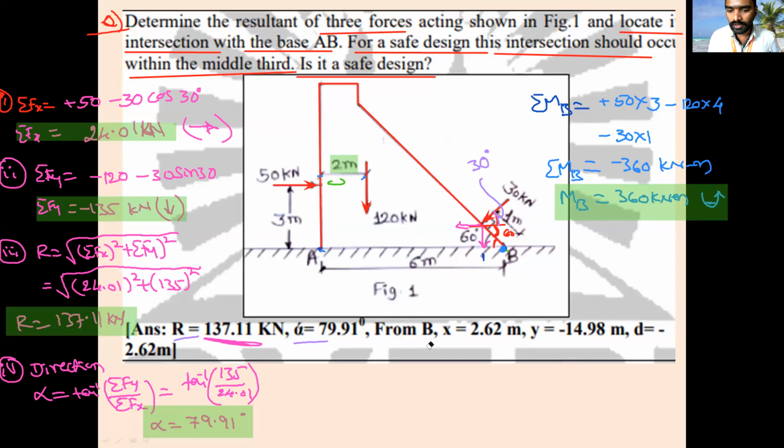Okay. Next point, what do I need to find out? Intercept. This is very, very important. From this intercept, you can calculate. First calculate D, or you can calculate X also. I'll take D. So moment about B divided by R. Moment about B is how much? That is 360, divided by R. What is the value of the resultant?